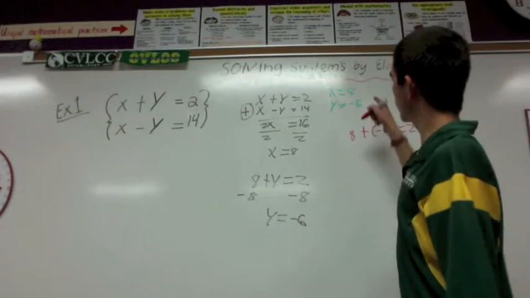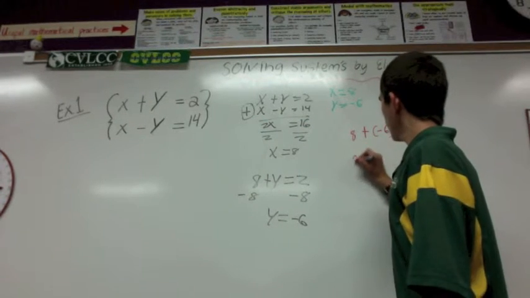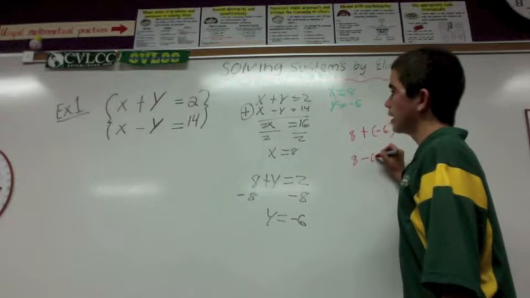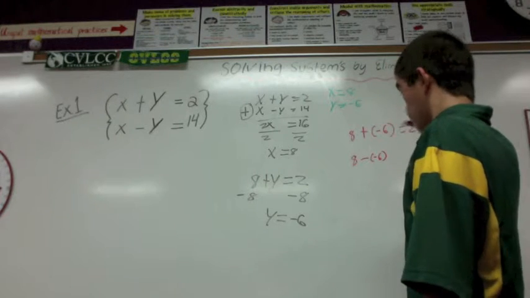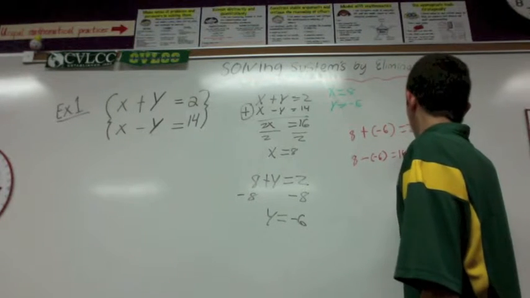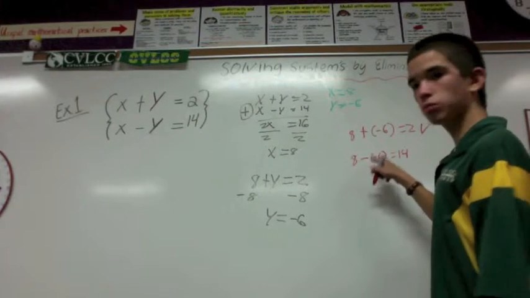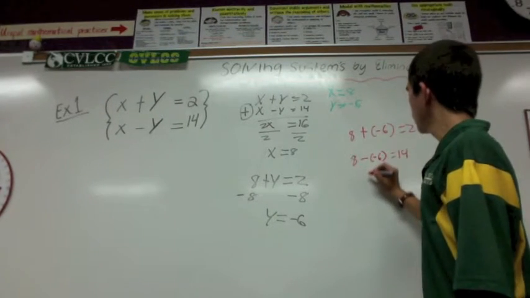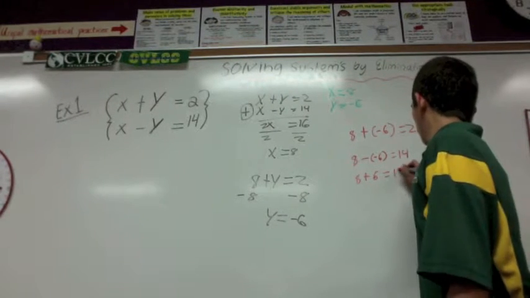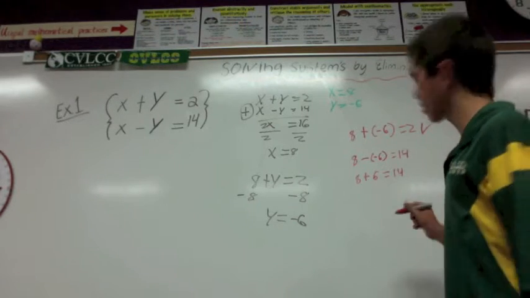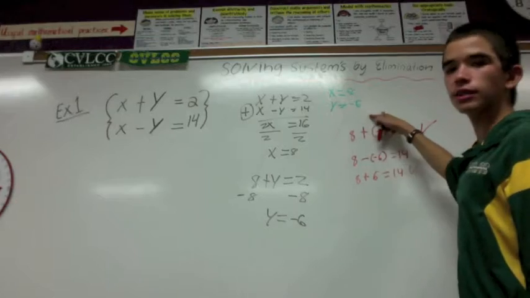And now we plug in x to our second equation. So we have to go 8 minus negative 6 equals 14. And because you're subtracting a negative, you have to add it. So it's going to be 8 plus 6 equals 14. And like you can see, both of these are correct. So we have the right answers, x equals 8 and y equals negative 6.